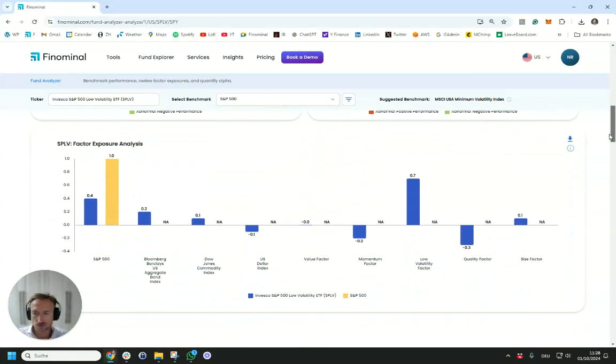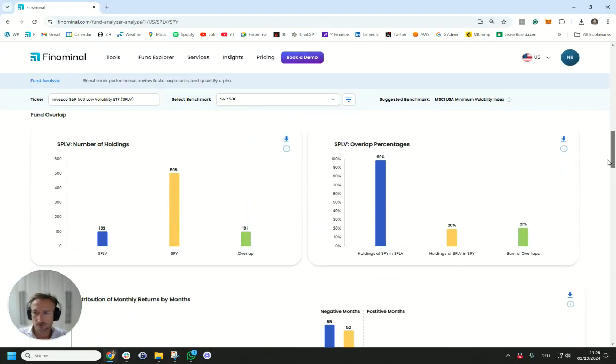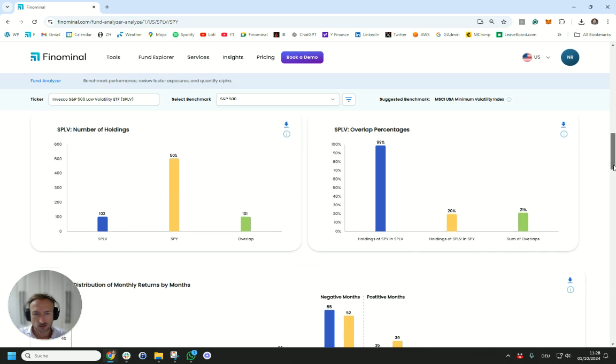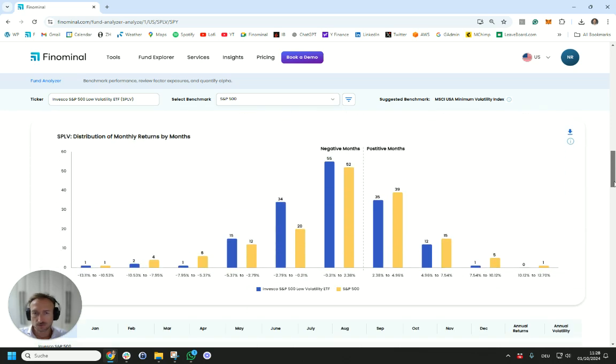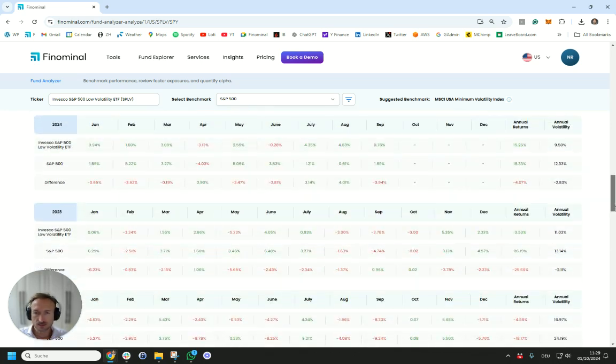Further down, you also see things like, for example, a fund overlap analysis. You can see SPLV has 102 holdings. S&P 500 in this case has 505. You can see it's an overlap of 101 stocks, which percentage-wise equates to 21%. You can also see other things like the distribution by months, and tail risk and performance analysis done here.